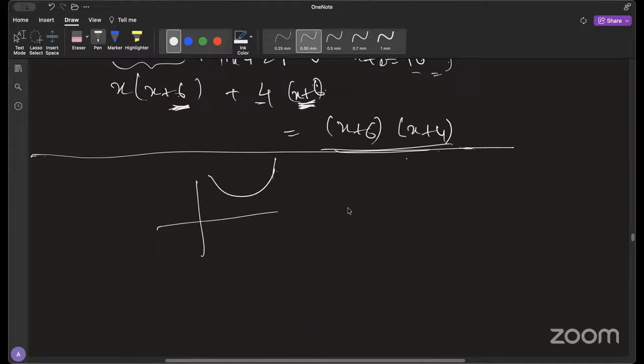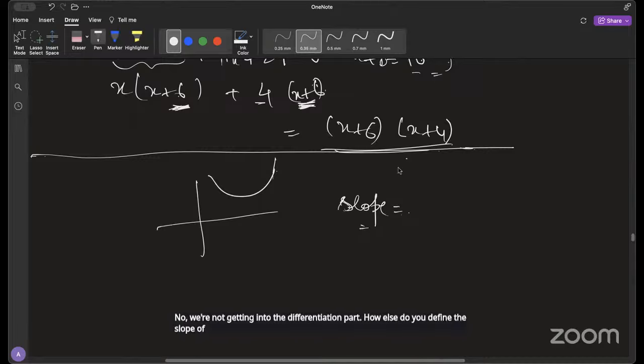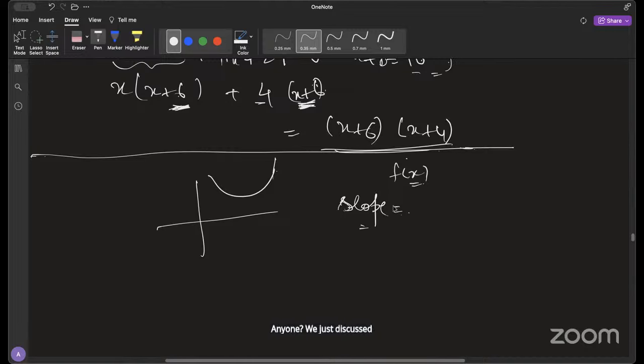The slope is, how do you define slope? By differentiation. No, we're not getting into the differentiation part. How else do you define the slope of a curve? Anyone? We just discussed 2ax plus b some time ago. No, not of a quadratic equation, of any function.